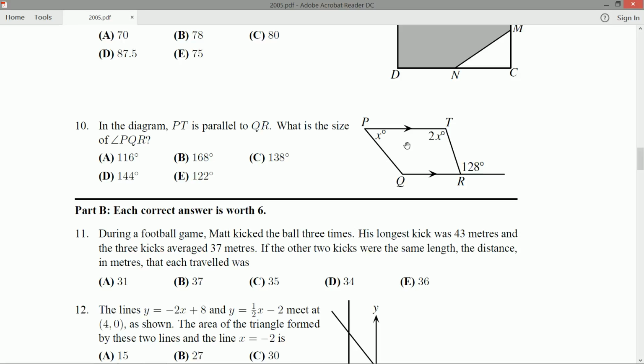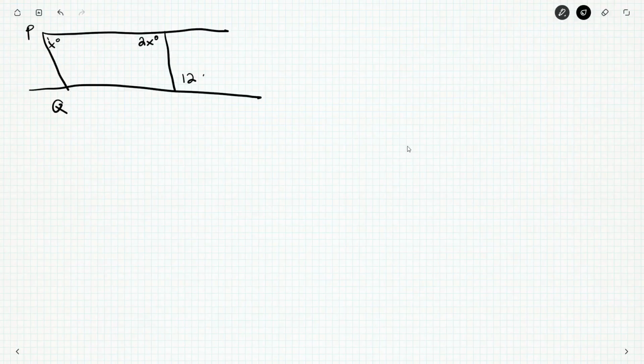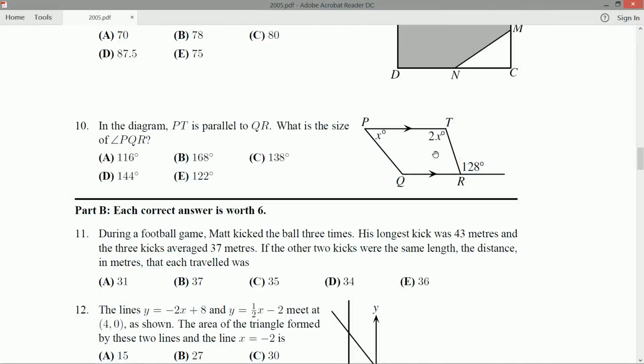I'm going to draw my diagram again on a fresh piece of note paper. So we have parallel lines here. We have P down to Q. And up here was X degrees. Now we have another less slanted line. We have 2X degrees. And we had 128 degrees here. And we have PR and T. I'm a little curious as to why there's no S in here. But not a big deal.